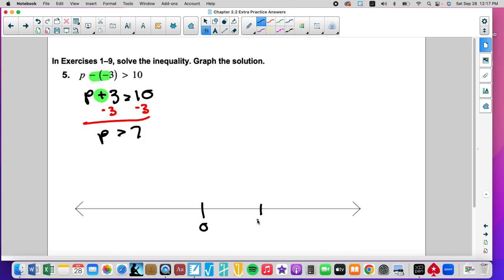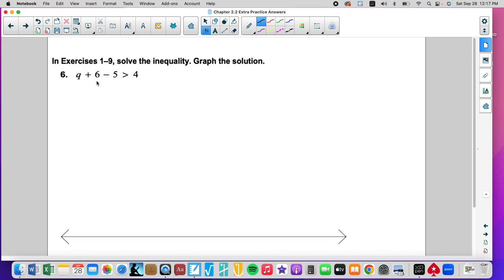0, 7, open circle, going to the right. I'm going to simplify. I keep talking to you when we have our little conferences. You're noticing that I'm looking at your work and I'm telling you, hey, before you start moving variables on either side of the inequality, always see if we can simplify either of the sides. And that just saves us work.